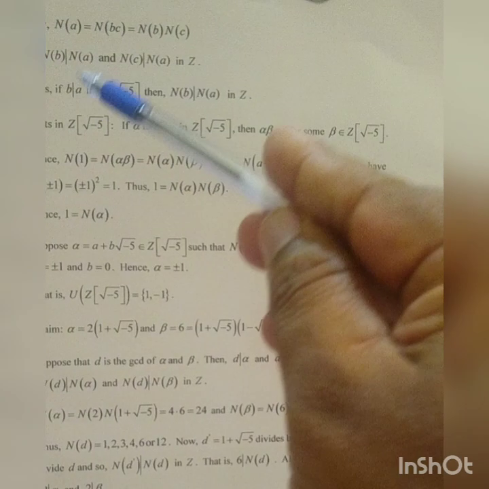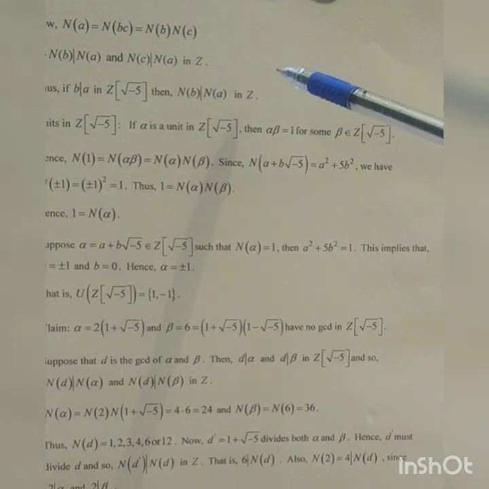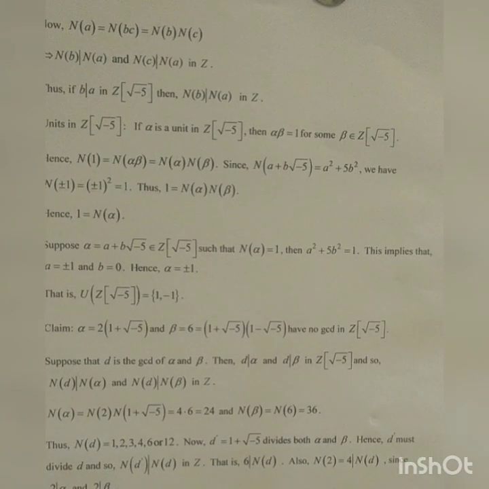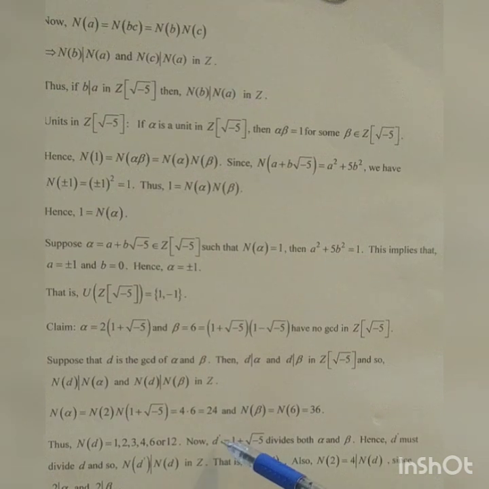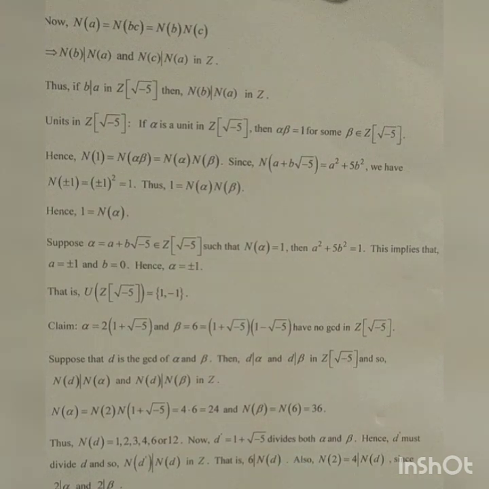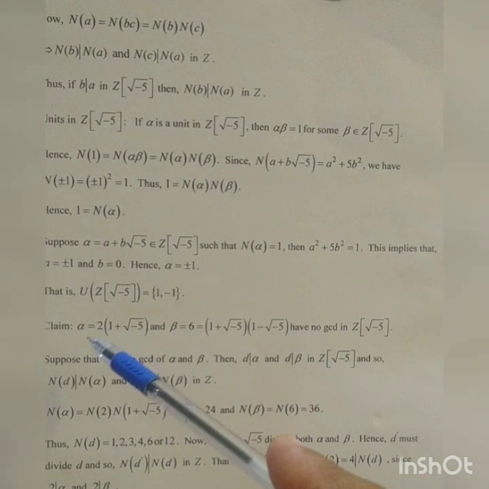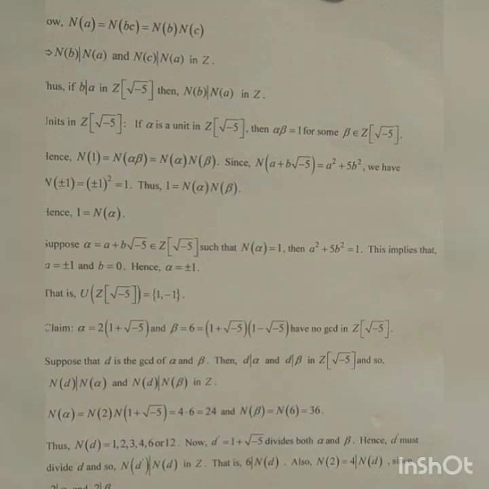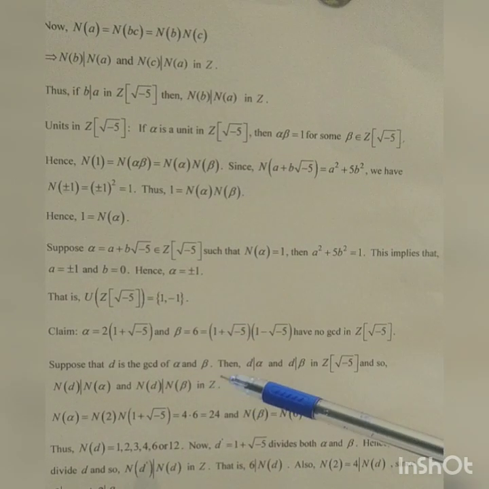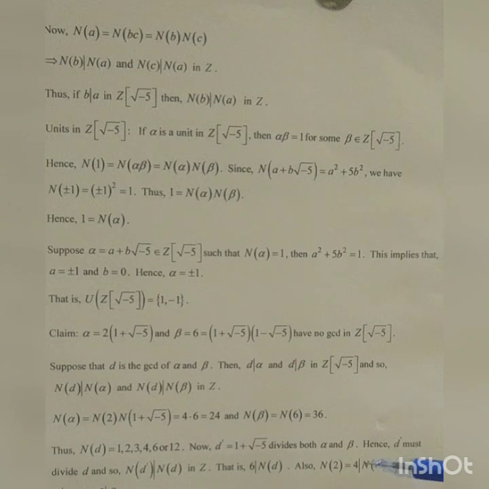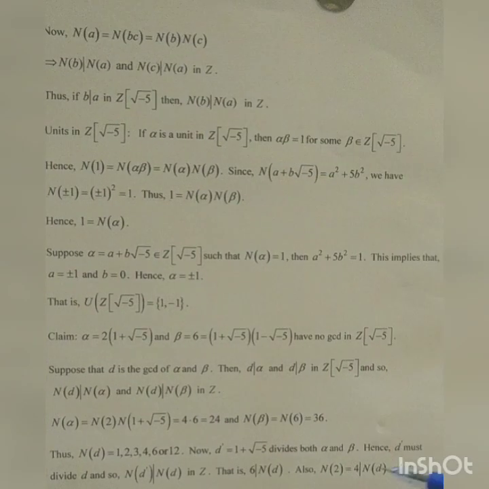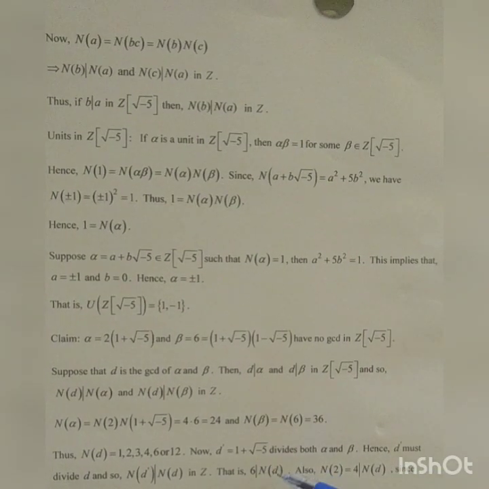So by this result, if b divides a in Z of root minus 5, N of b divides N of a in Z. By that result, N of d dash divides N of d in Z. But what is your N of d dash? Your N of d dash is N of this, which is 6. So 6 must divide N of d. And further, we should note that our alpha and beta both are divisible by 2. So 2 divides alpha as well as 2 divides beta, which implies that N of 2, which is 4, must divide N of d because of this result. So 4 divides N of d as well as 6 divides N of d.